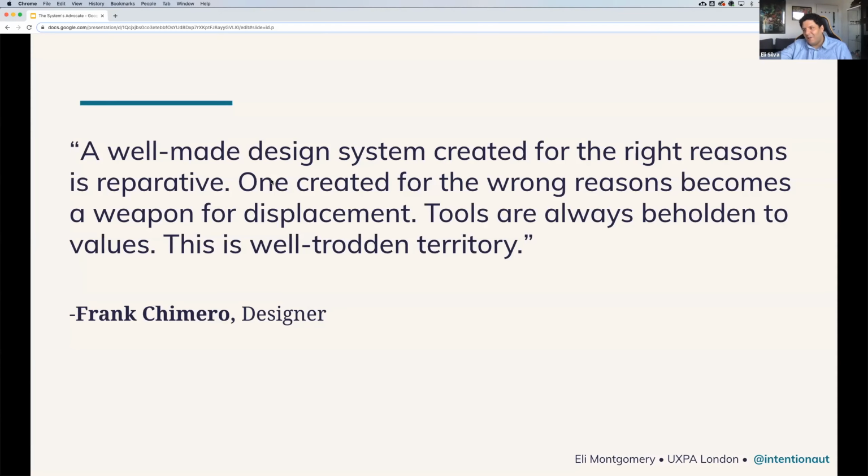And then just remember that a well-made system is reparative. You may not think of a design system as more than just a small collection of tools, but that collection of tools always reflects our values. And I think it's so important to remember that and keep it in mind.